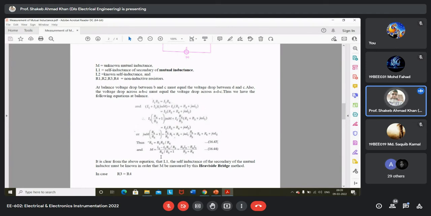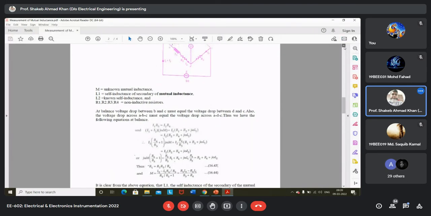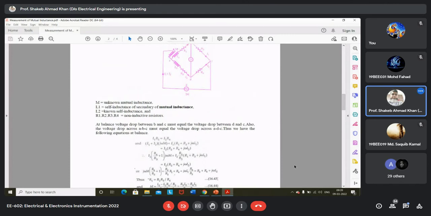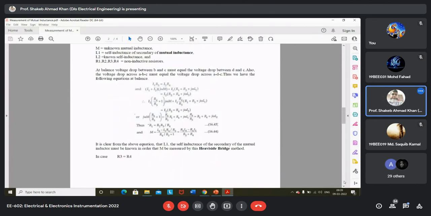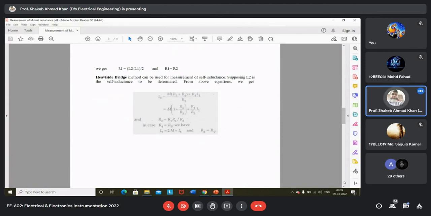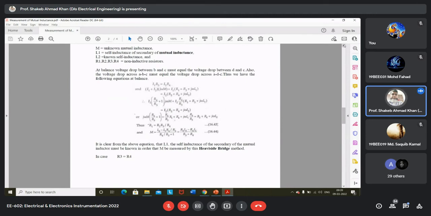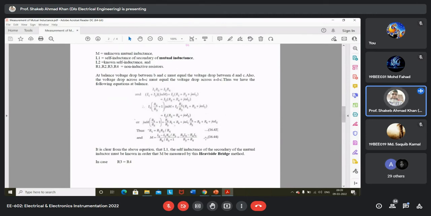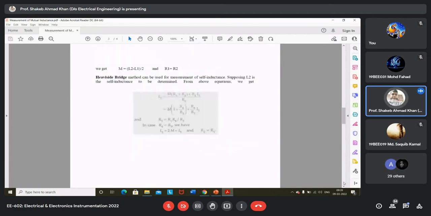In this case, L1 is the self-inductance of the secondary of the mutual inductor. Mutual inductance means it can be a transformer coil also, which has a primary and secondary winding. Suppose we make R3 equal to R4, which we can do very easily, having the same value for these two. This will simplify your expressions. Once you make R3 equal to R4, these equations will be simplified like this: M is equal to (L2 minus L1) upon 2, and R1 is equal to R2.